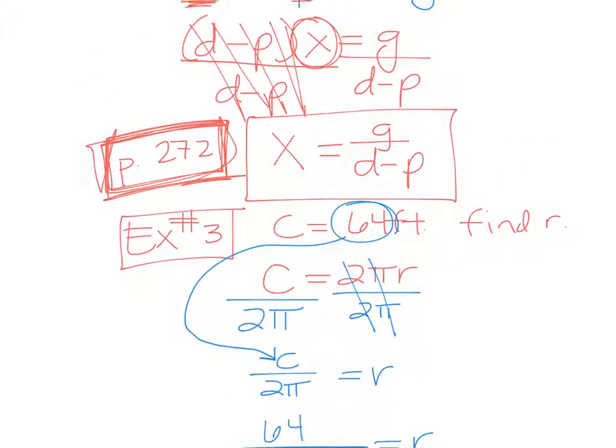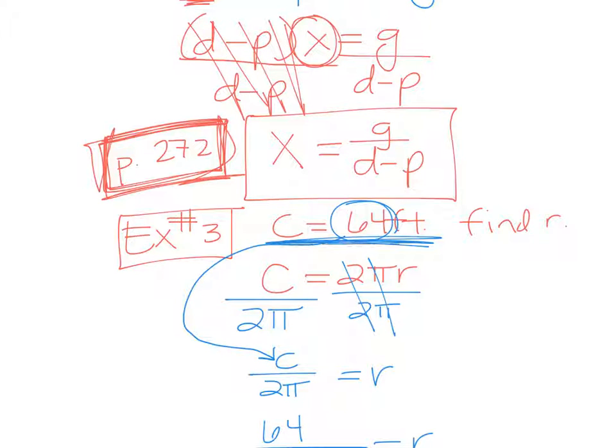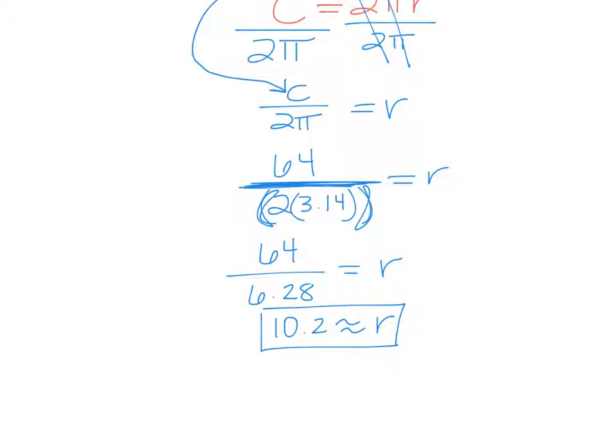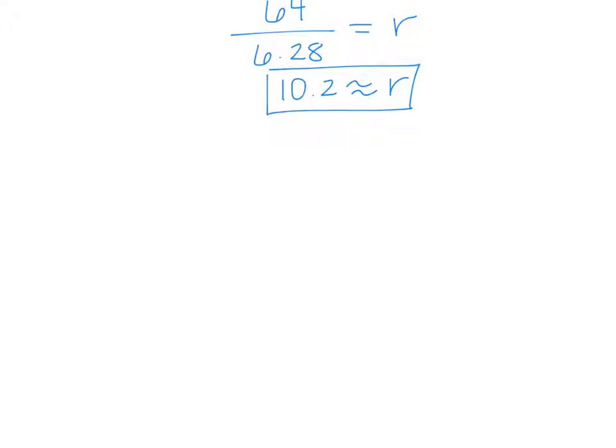We said the circumference is 64, find the radius. So you want to first solve for R, and then you can plug in C. How are we doing? Okay, here's one more of these. And then we'll see if you have any other problems you want to go through.